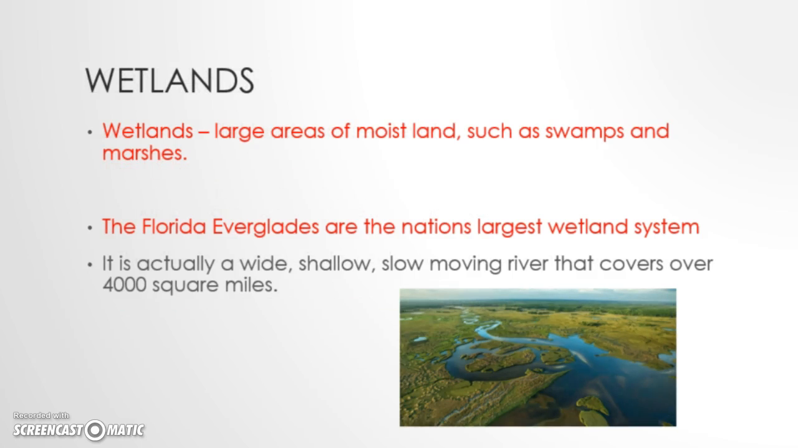The next landform we're going to discuss is wetlands. Wetlands are large areas of moist land such as swamps or marshes. Here again in Florida, we are well aware that we are filled with wetlands. The Florida Everglades are the largest wetland system here in the United States. The Everglades are actually a shallow, slow-moving river, and they cover almost 4,000 square miles.